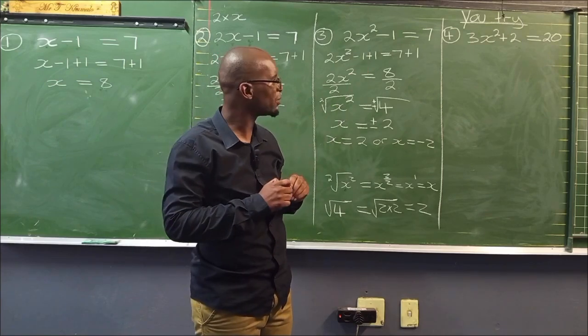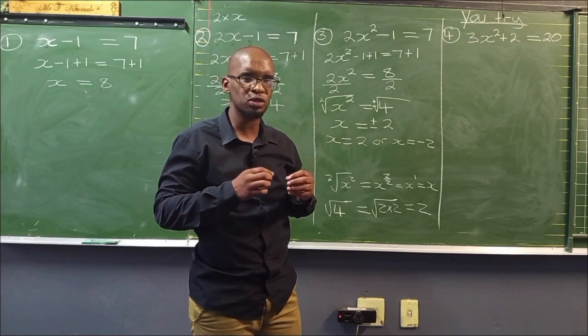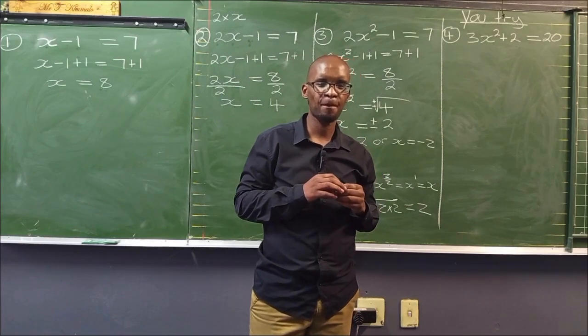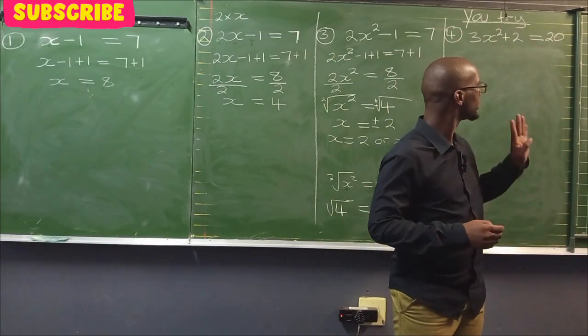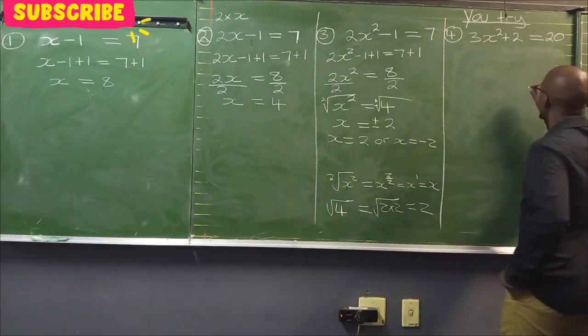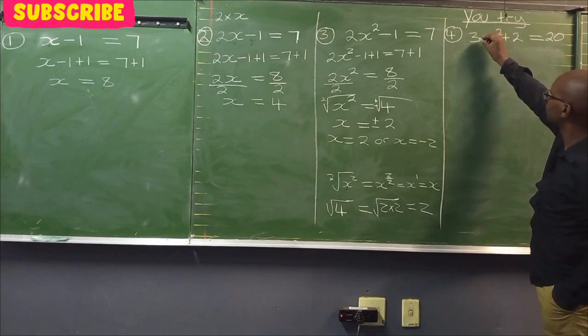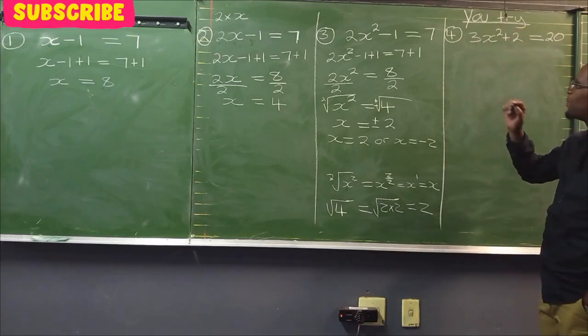Now you try number 4. You have 3x squared plus 2 is equal to 20. I hope you tried the last problem, number 4, and you were a great success. So you had to get rid of the 2, you had to get rid of this 3 over here and the 2 over here, similar to what we had in number 3.